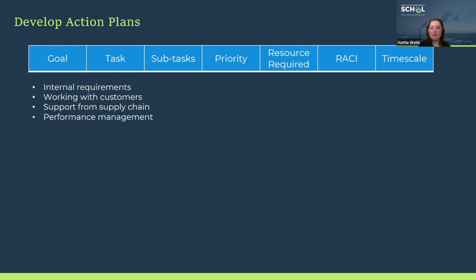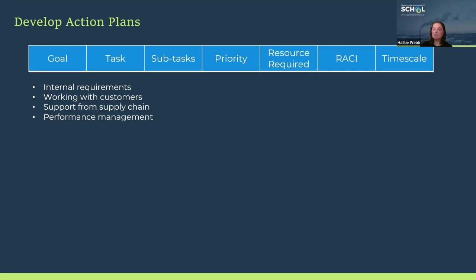And then you can do a RACI matrix. This stands for responsible, accountable, consulted, and informed. This is a way of breaking down names against certain tasks. Accountable is someone who's overall held accountable for that goal, responsible is the level below, and is the person that has to actually deliver that action. So they'll need to go to the relevant people or the relevant teams to get the data. Consulted and informed depends on the type of people involved or engaged. So you might have a sustainability group. You need to inform them of what you're doing and keep them regularly updated.